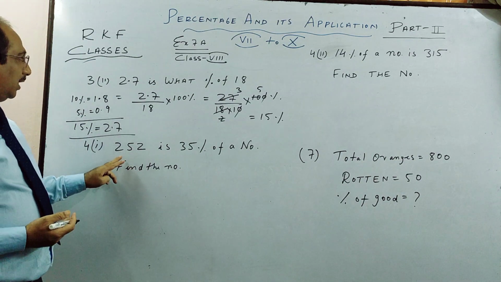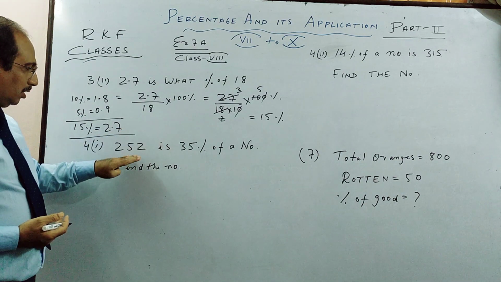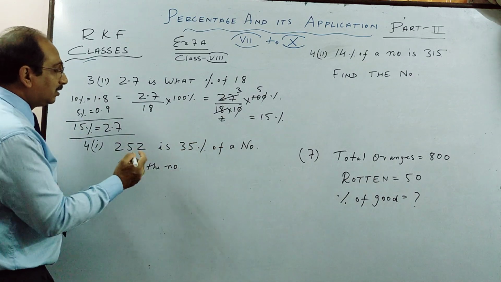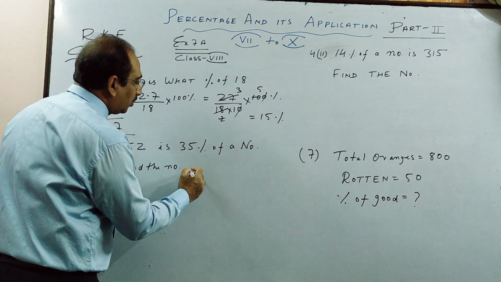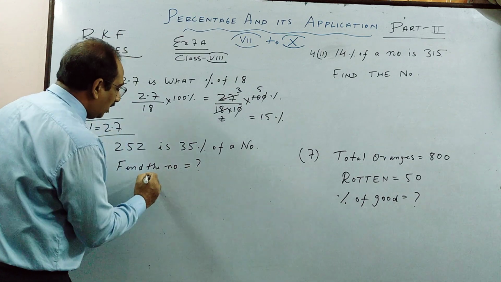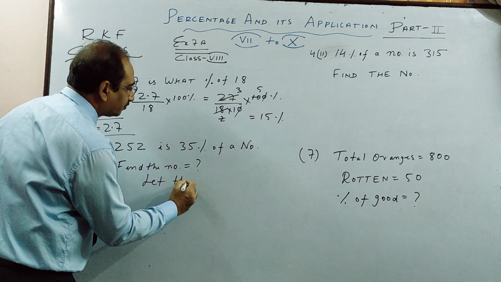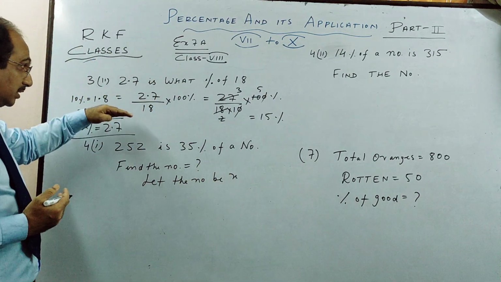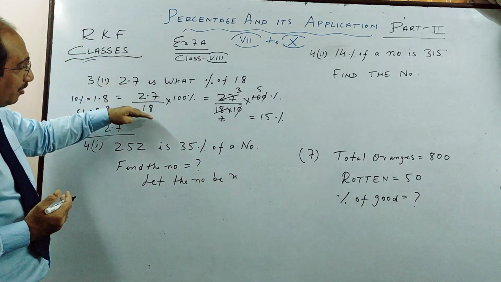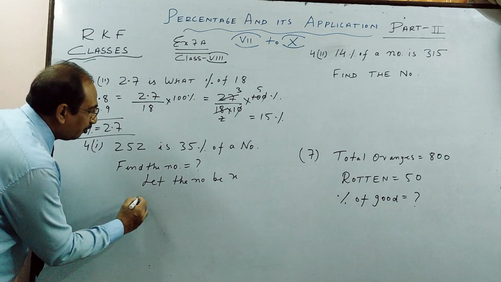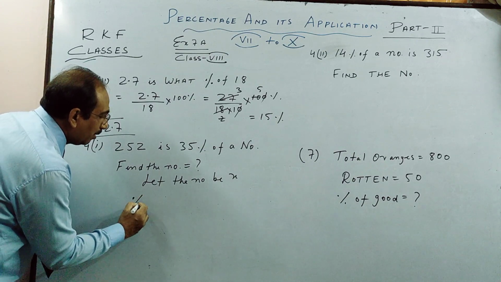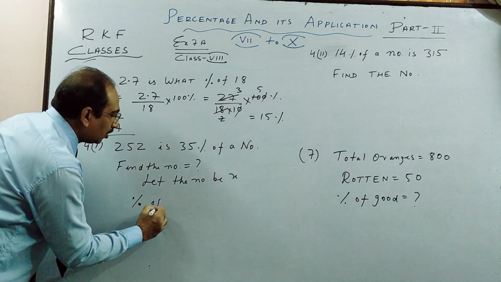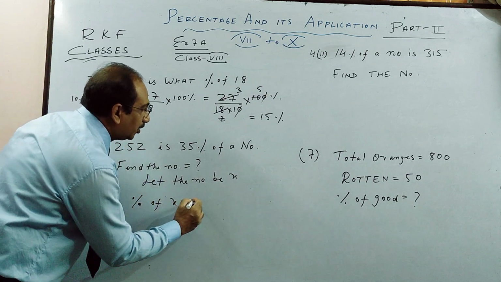So next, the type I take is another type. This is the next type: 250 is 35% of a number. Find the number. So you can say, let the number be x. So I go to the next format. See, this was another format, part by whole into 100, and see this format. Just see my part 1 of the video, the introductory video: percentage of x is equal to part.